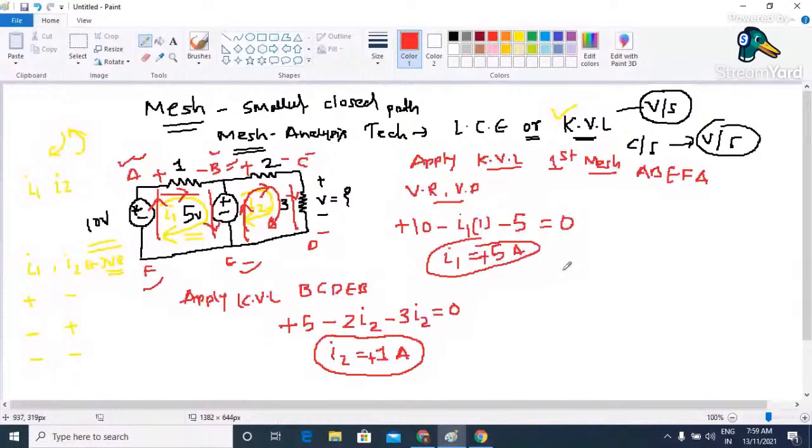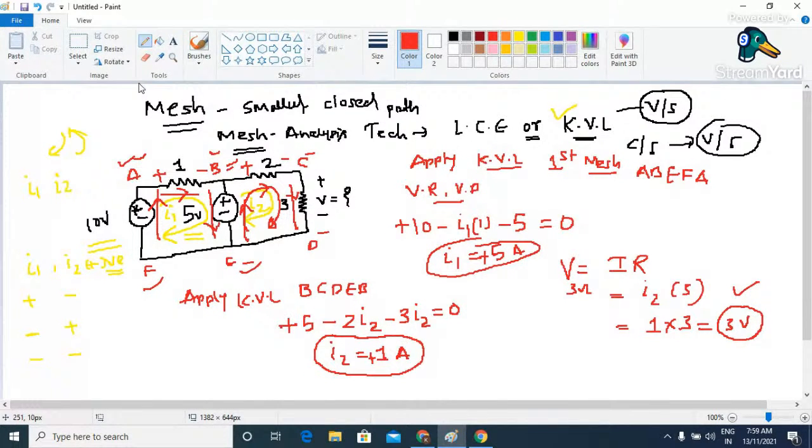So V is simply the voltage which is developed across the 3 ohm resistor. So apply Ohm's law. V is going to be equal to I into R. In this case, what is I? It is I2, and what is R? It is nothing but 3, and we know the value of I2 as 1. So 1 into 3 is going to be equal to what? 3 volt. So the answer is the voltage developed across this 3 ohm resistor is 3 volt. I hope this is clear to everyone, and this is the concept of mesh analysis.